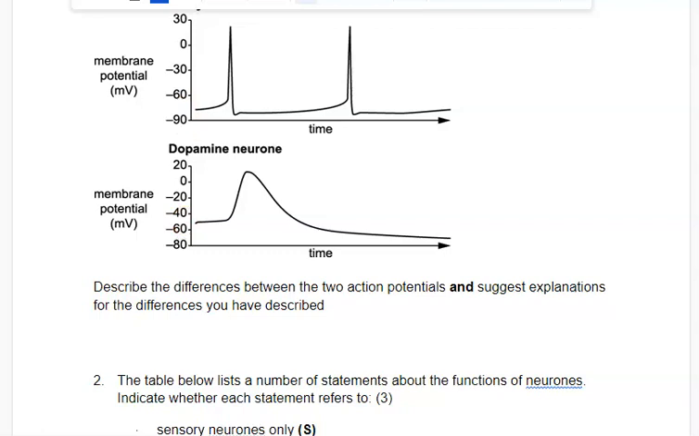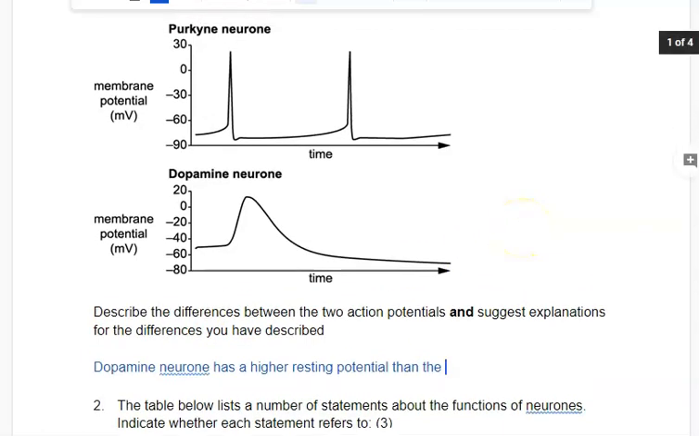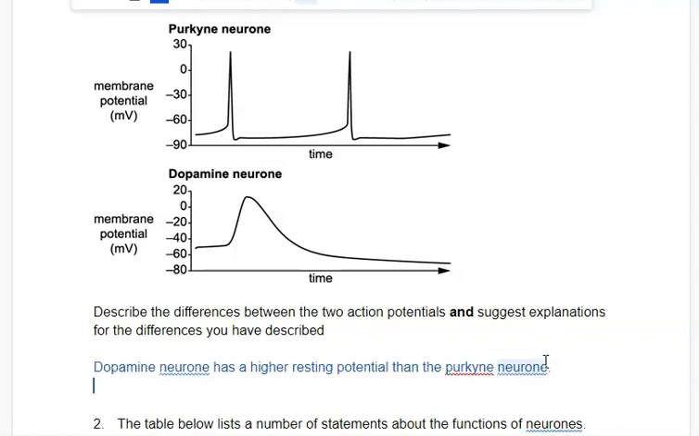Okay, so I'm going to write here. So difference number 1 is that the dopamine neuron has a higher resting potential than the Purkinje neuron. I'm just going to check how to spell that. Okay. So difference number 2. Okay, let's have a look at the next phase of the graph.